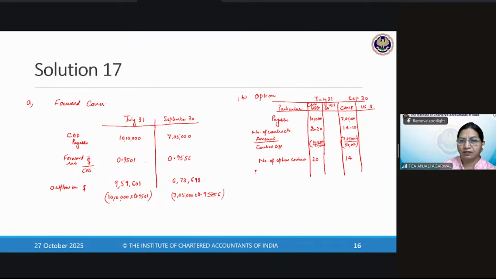The amount covered under option would be 10 lakh, and here the amount covered would be 7 lakh.